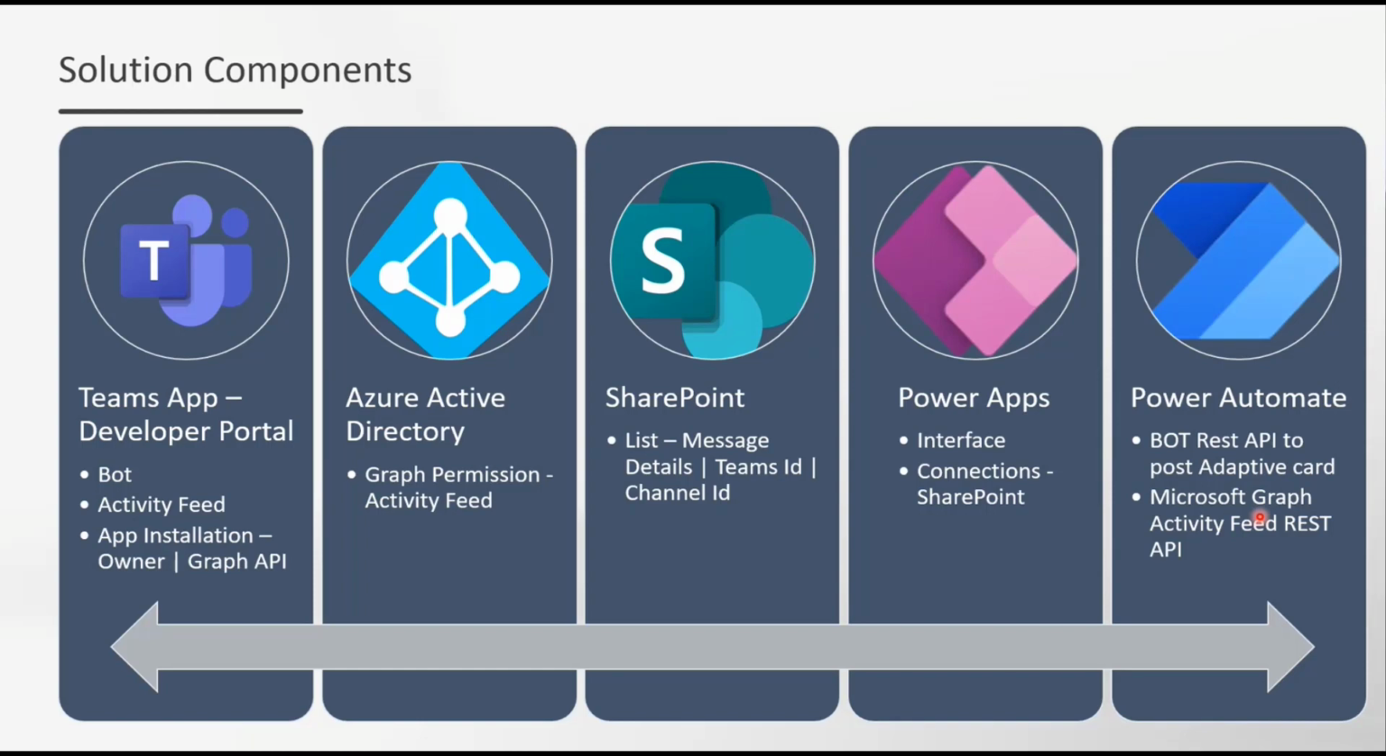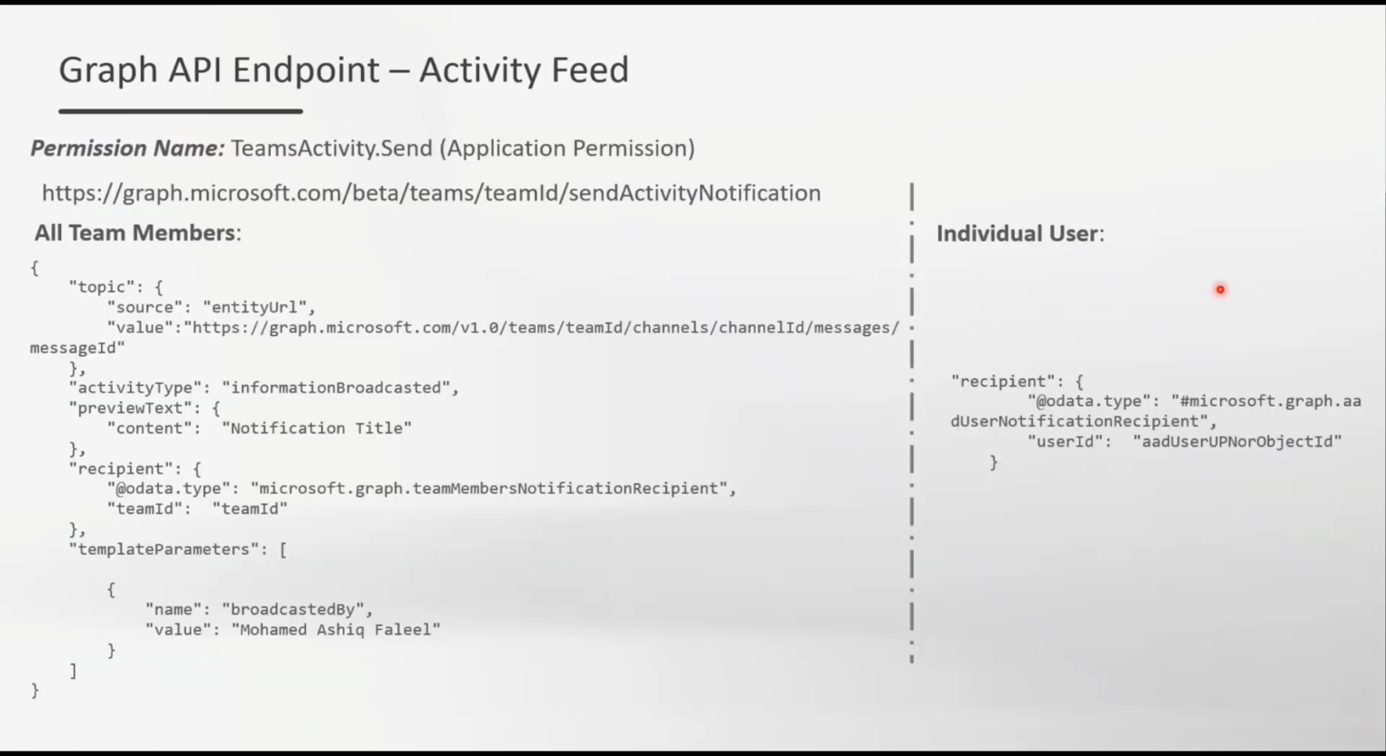So this one, I have used a Power Automate premium action. But if you wanted to avoid premium connectors, you can also go the Azure Logic App route. So this is the Graph API endpoint which I've used for the activity feed, and the permission which I've added on that Active Directory app is TeamsActivity.Send. So I've used this particular Graph API endpoint with the Team ID, channels, and then the message ID. These are the details which have been used to send that activity feed.